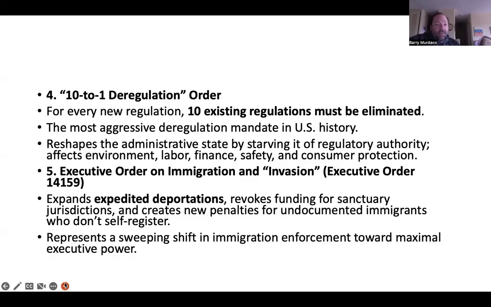His executive order on the immigrant invasion expands expedited deportations, revokes funding for sanctuary jurisdictions, and creates new penalties for undocumented immigrants who don't self-register. This is a sweeping shift in immigration enforcement towards maximal executive power.